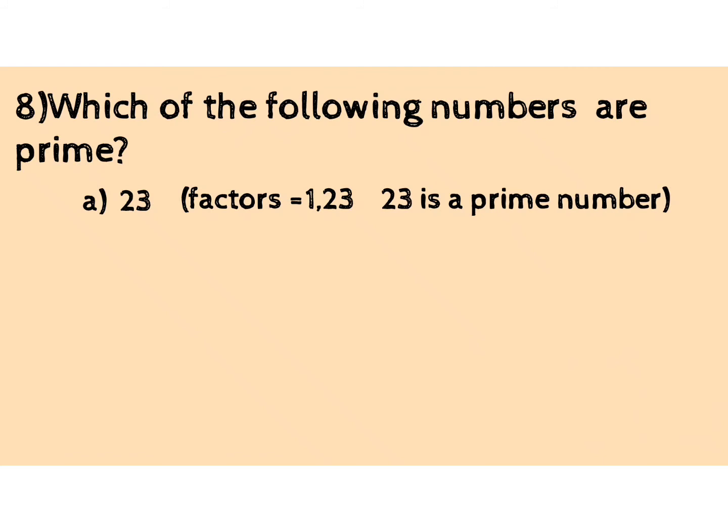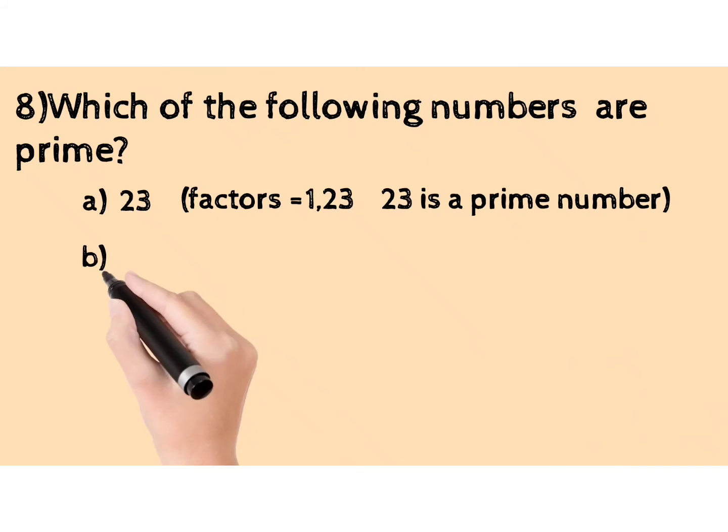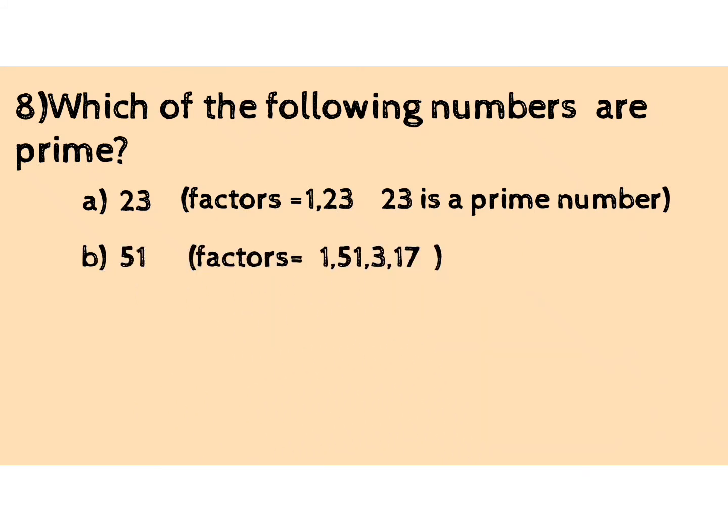Then B part, 51. Okay, what are the factors of 51? Yes, 1, 3, 17 and 51 are the factors of 51. 1 into 51 is equal to 51. Then 3 into 17 is equal to 51. Okay, so we can say 51 is a composite number.